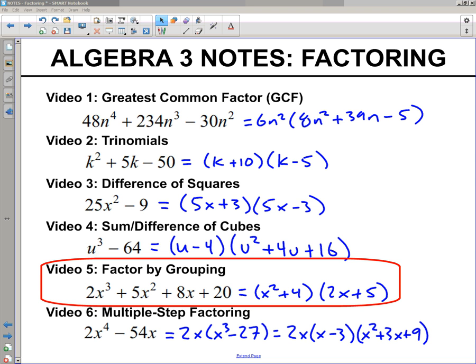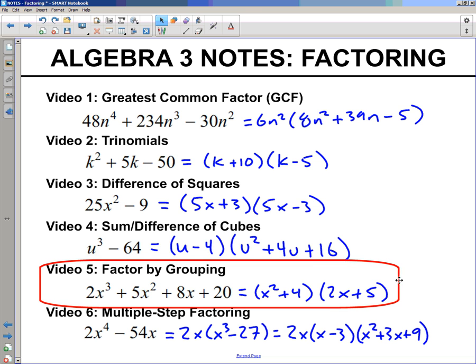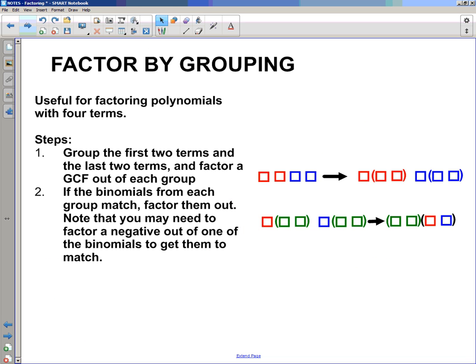Okay, this is the fifth video in our series on factoring, and in this video we are going to be examining factoring by grouping. Factor by grouping is a method you can use to factor polynomials containing 4 terms. There's really 2 steps to this. I'm going to go through these steps.